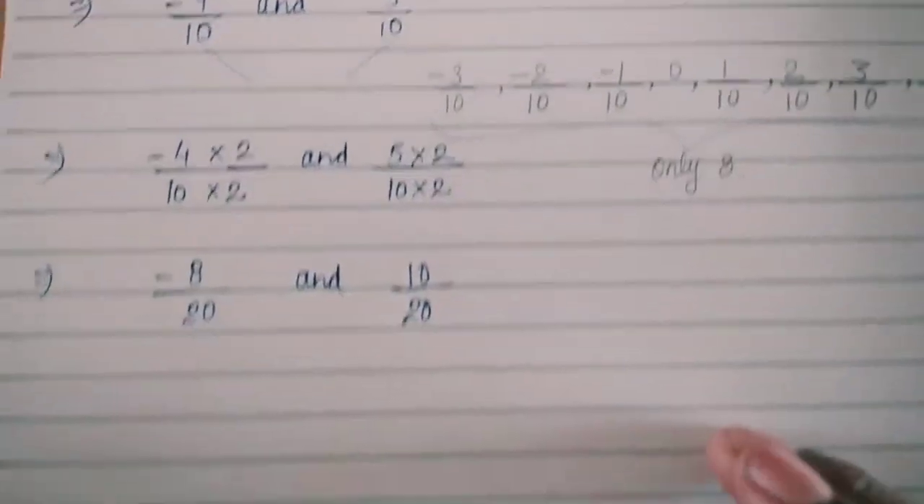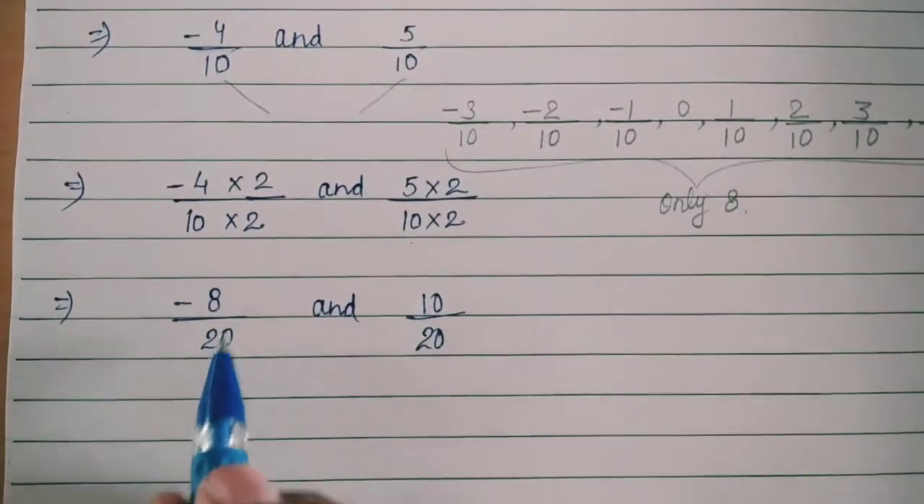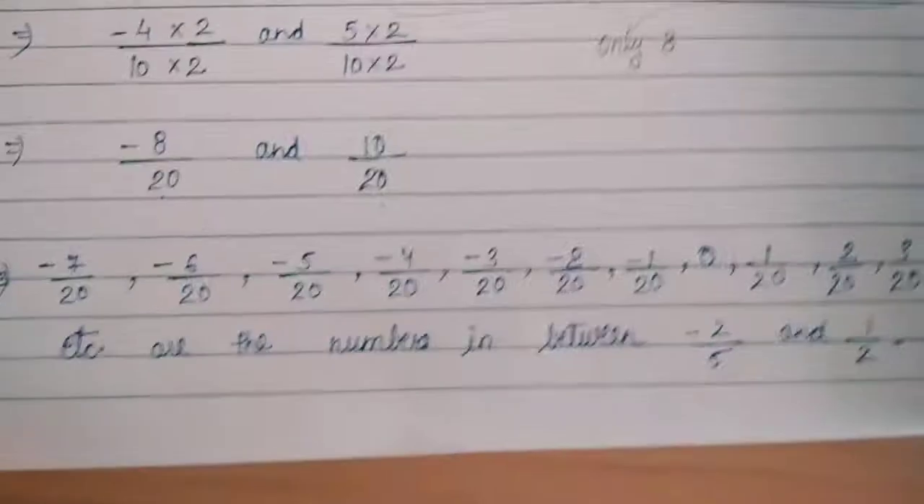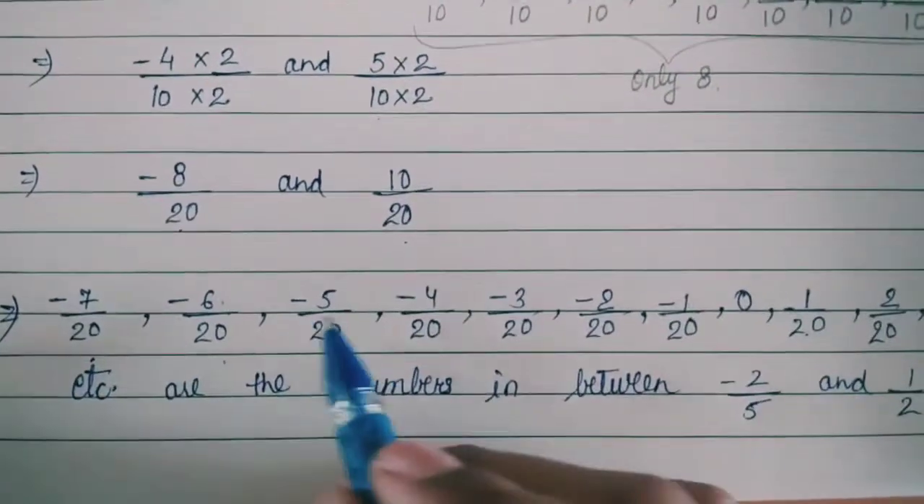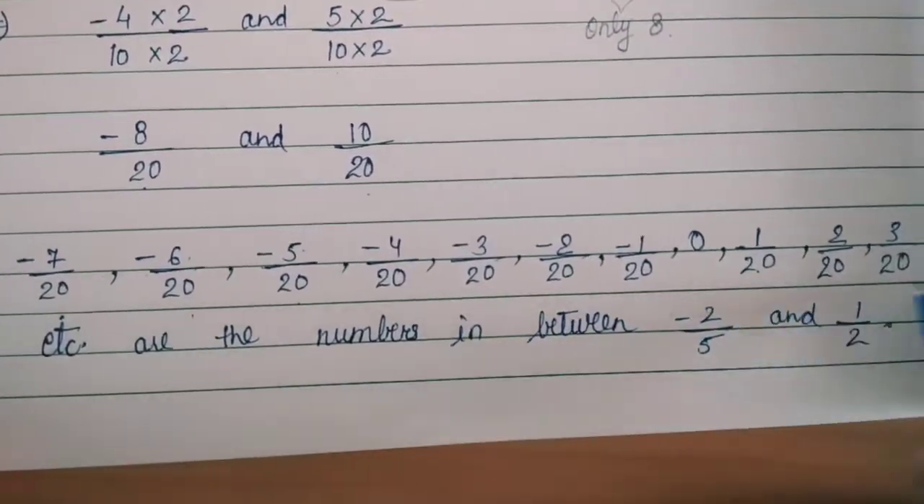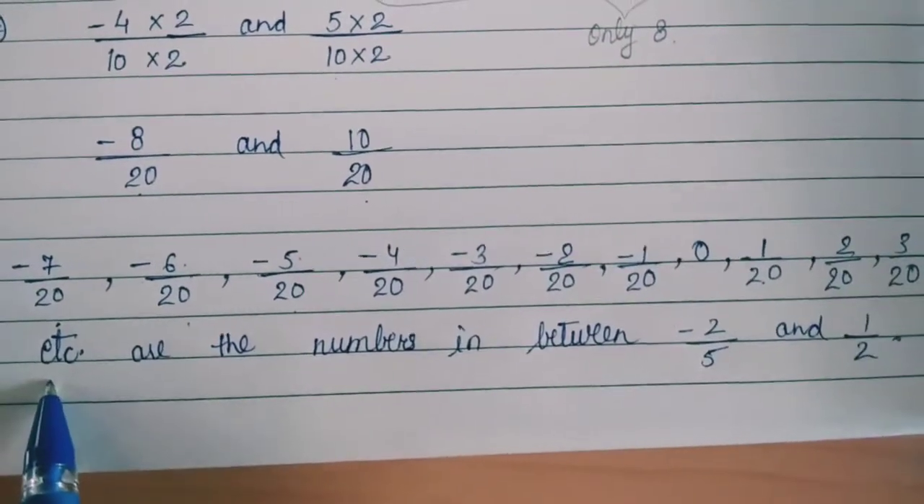Now we will simply write the 10 middle numbers between minus 8 upon 20 and 10 upon 20: minus 7 upon 20, minus 6 upon 20, minus 5 upon 20, minus 4 upon 20, and so on up to 3 upon 20, etc.